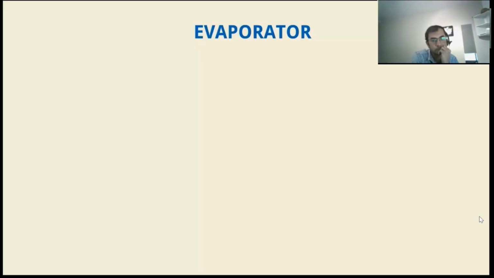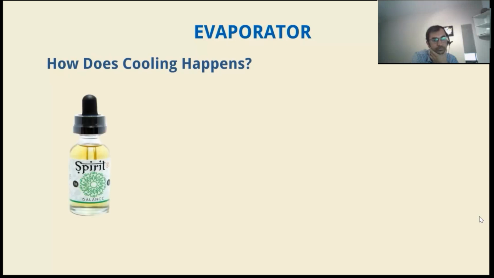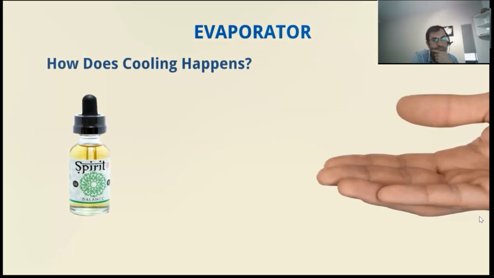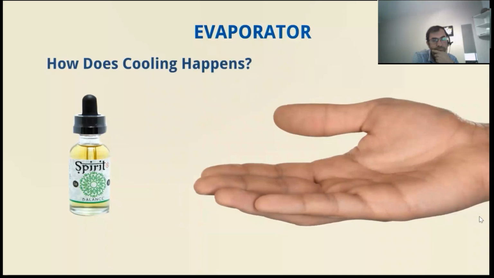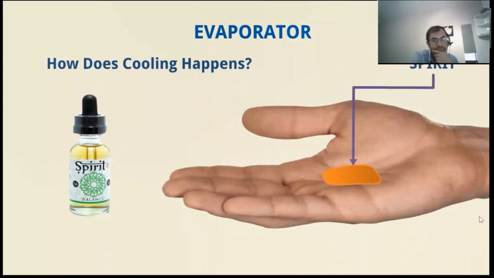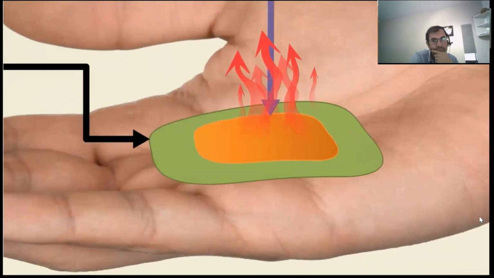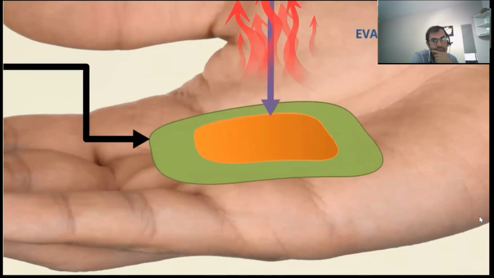Before learning the evaporator, let's learn how cooling happens. To understand, let us take one example. This is spirit. Spirit has a special property of evaporation. At normal pressure and temperature, it starts evaporating. Now if you take some drops of spirit on your palm, after a couple of seconds you will see your palm gets cold. Now how does it happen? Let's try to understand. Spirit has the normal property of evaporation.